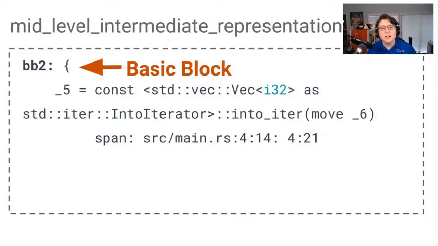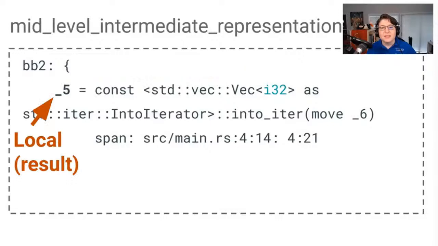Up here in the top left, we have our basic block identified as BB2. And then we have what is called a local. A local in the MIR represents a place in memory, or more specifically, a place on the stack frame. In this case, _5 corresponds to the value of the variable result.